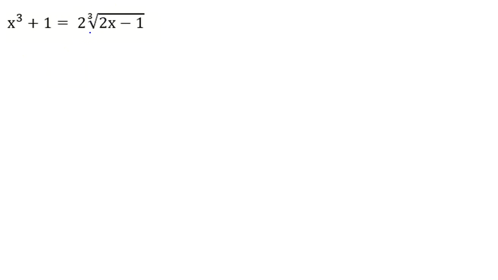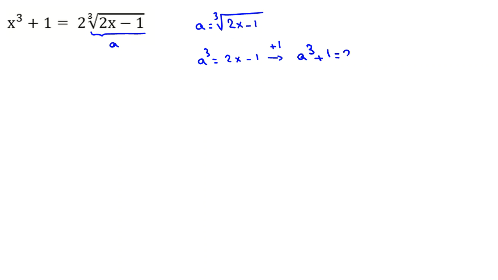For solving this, I use a change of variable. This idea is very useful. Let the cube root of this be a. So a is the cube root of 2x minus 1, and a cubed is 2x minus 1. If we raise the cube root to the power of 3, we can cancel the cube root. We add plus 1, so a cubed plus 1 is 2x.